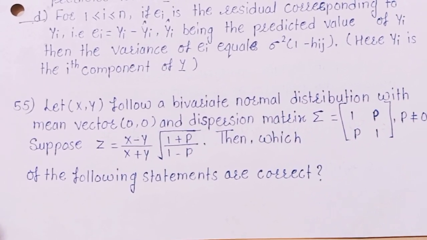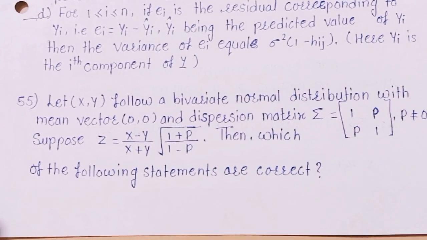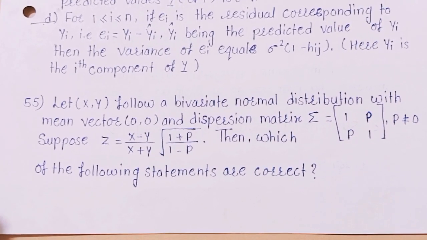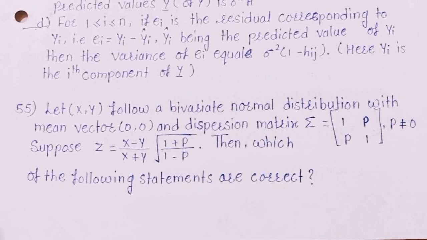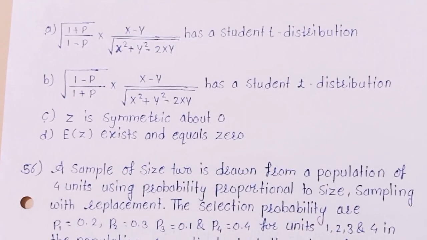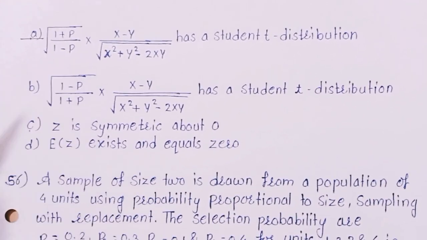Next question. Let (X, Y) follow a normal distribution with mean vector (0, 0) and matrix sigma equals [[1, p], [p, 1]], p not equal to 0. Suppose Z equals (X minus Y) upon (X plus Y) times under root (1 plus p) upon (1 minus p). Then which of the following statements are correct? Option A is correct.